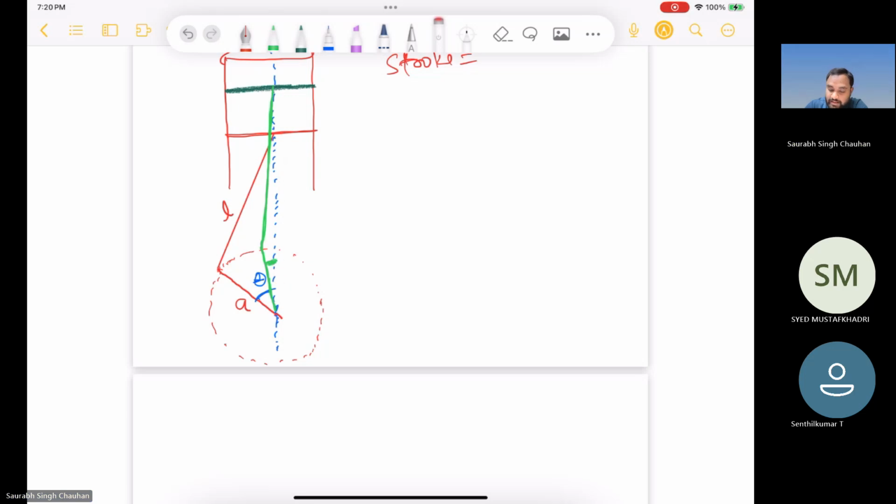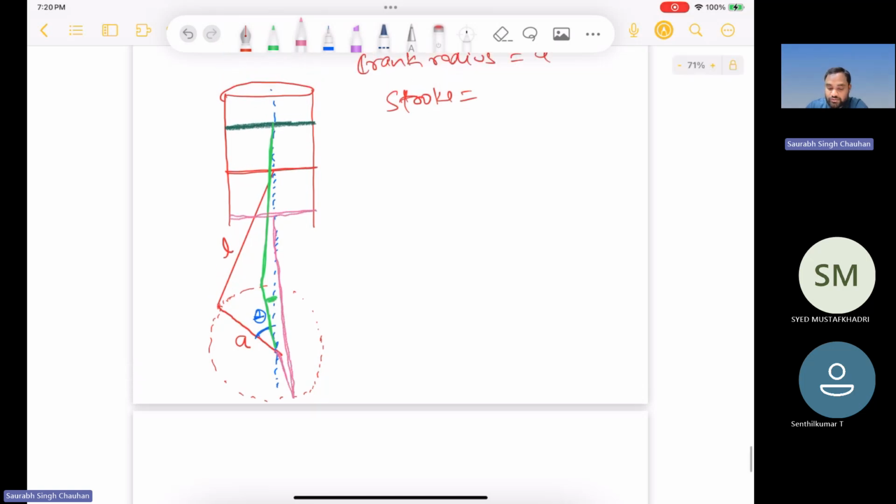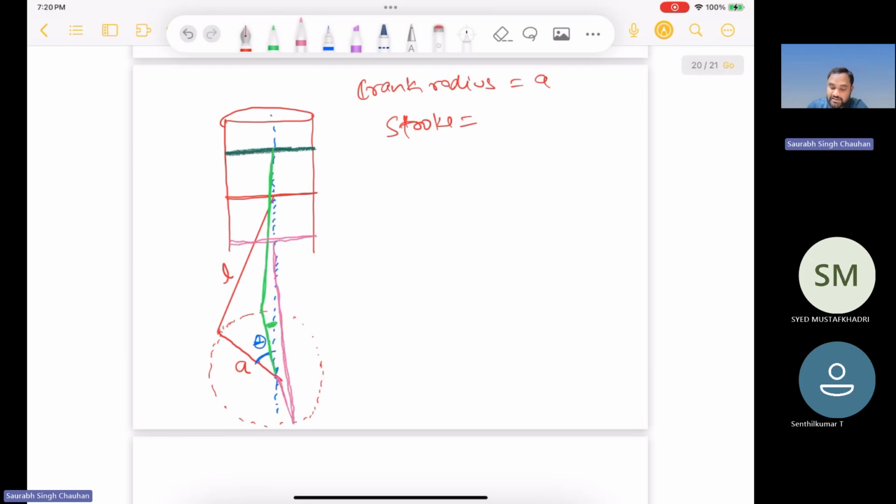And near bottom dead center, what will happen? Let us say this is your piston near bottom dead center, and this is your crank, and it will be something like this. Again, at exact bottom dead center, connecting rod and crank will overlap. So now I hope you should be able to answer. If the crank radius is A, then what should be the stroke? Stroke is basically the distance between top dead center and bottom dead center.